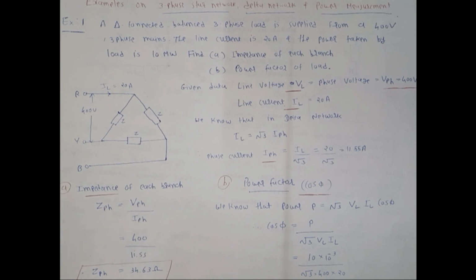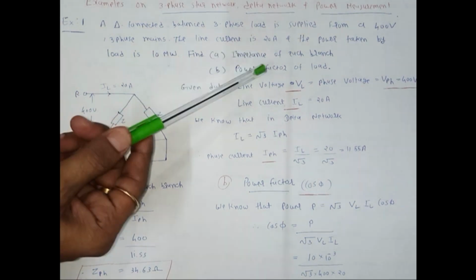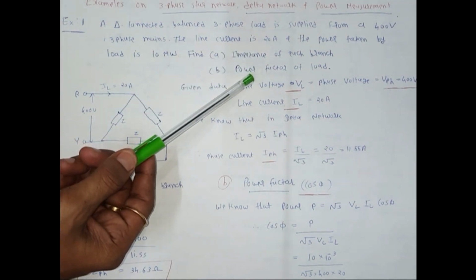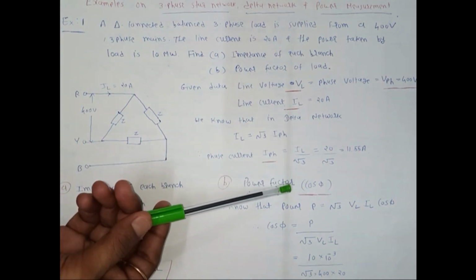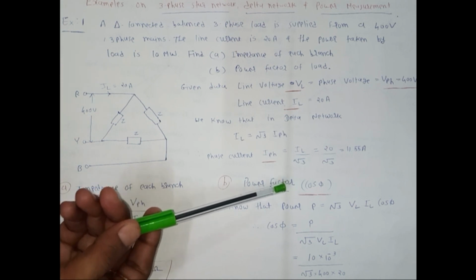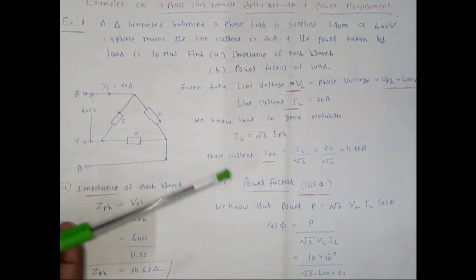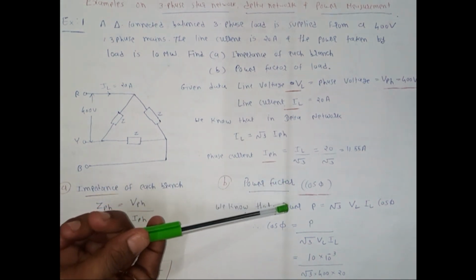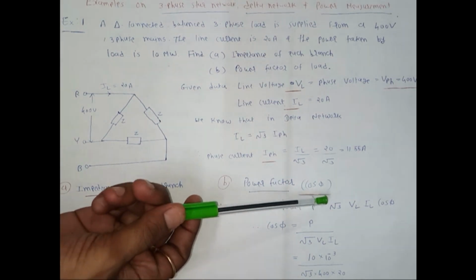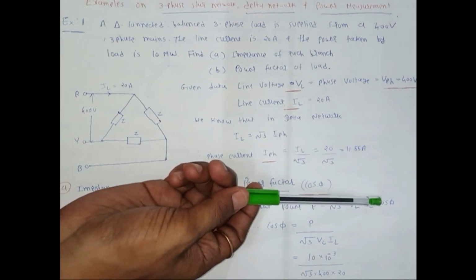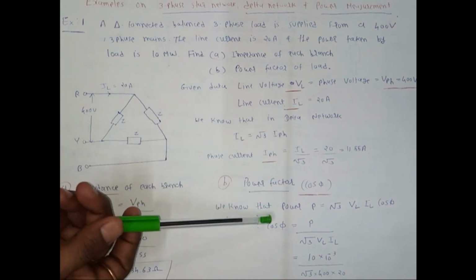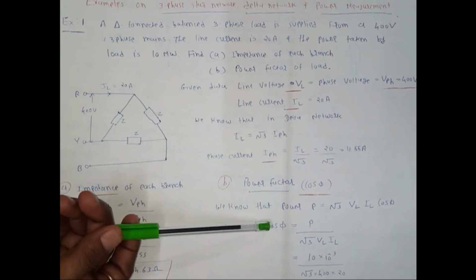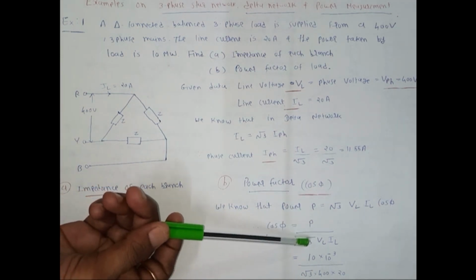Okay. Now the other parameter we want to find is the power factor. So what is power factor? We know that power factor cos phi equals R by Z. But here, the total power in a delta network is given by P equals root 3 VL IL cos phi. So making cos phi the subject, cos phi equals P upon root 3 VL IL.